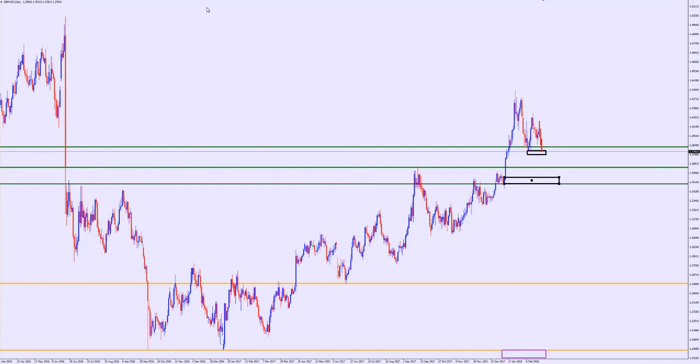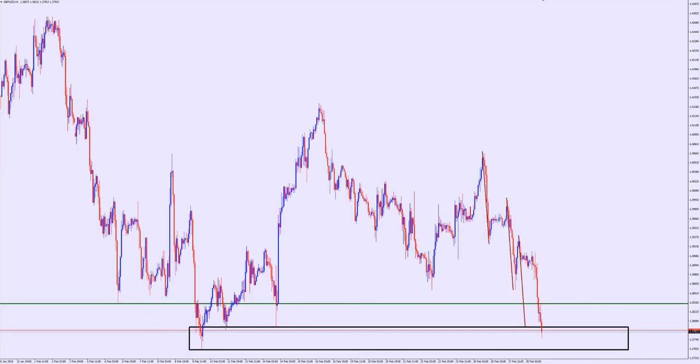And you can see I have these boxes marked. These boxes are areas where I'm looking for some supply to come in, or some demand, I should say, to come in. And we're going to see how it plays out. First thing we'll take a look at is we'll go down to the lower time frame. We'll take a quick look at the hourly time frame.